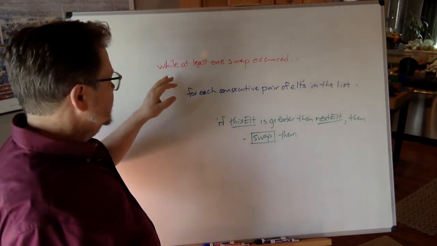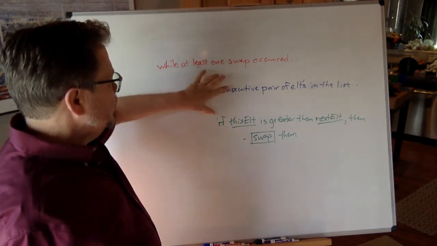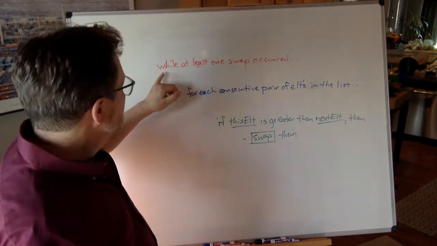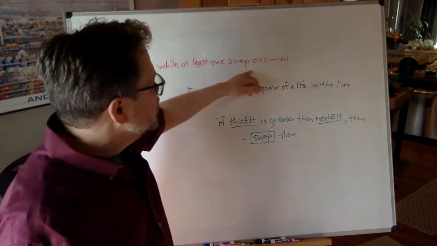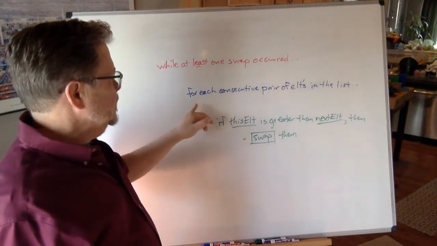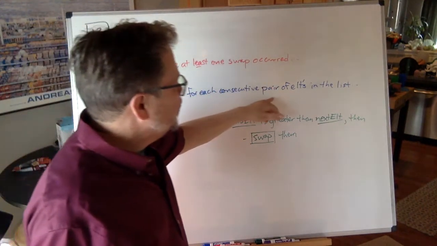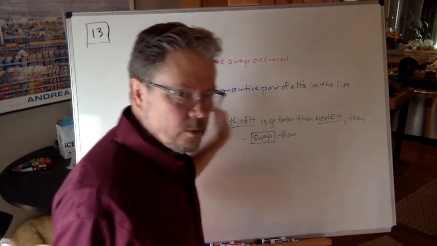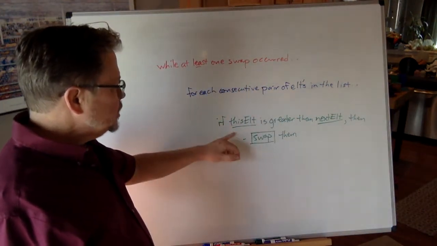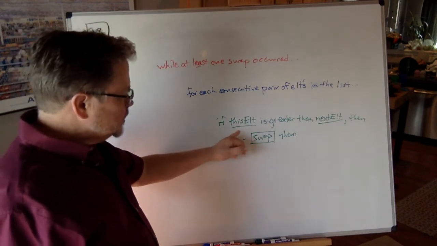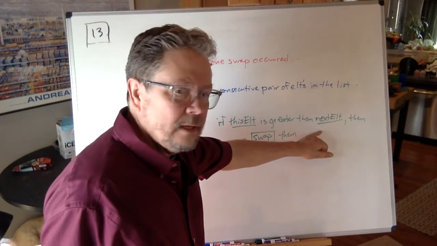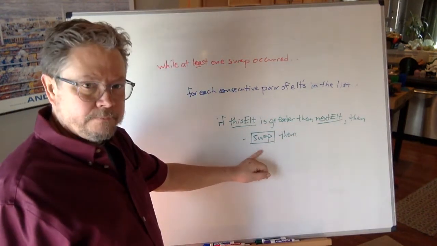Here's the general idea. We're going to have a big loop that encompasses everything else in this entire algorithm that says while at least one swap occurred, then we've got to go through the list again. For each consecutive pair of elements in the list, that means we're going to loop through the whole thing from front to back, looking at each pair. We check each one. If the first element of the pair that we're looking at is greater than the second element in that pair, then we swap them.